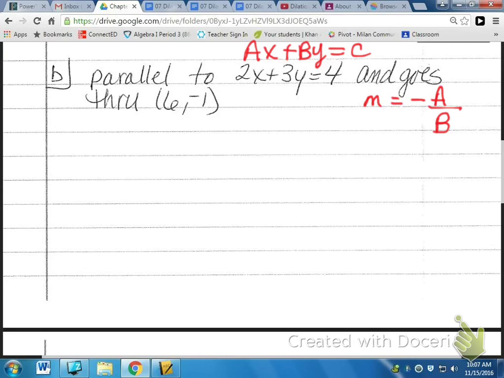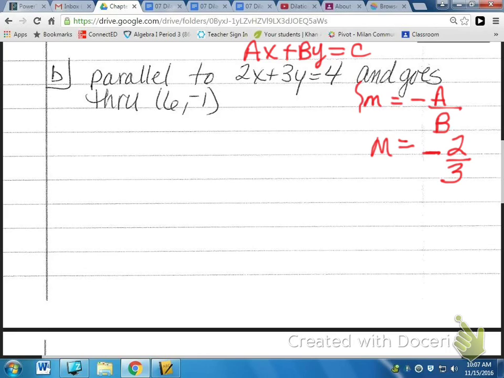Now, if you don't remember that and you don't like that, what I just told you, you could take 2x plus 3y equals 4 and put it into slope-intercept form. But I'm going to promise you, you're going to get the same answer. So if I say -A over B, what would -A be? -2, and what's B? 3. So the slope is -2/3.